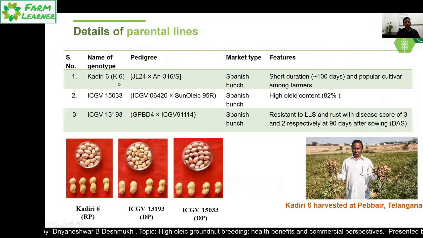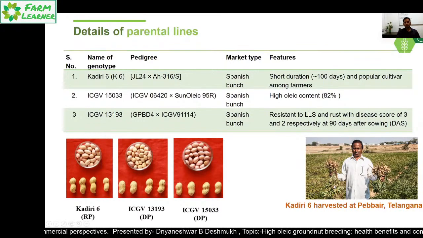What we did is we took Kadri 6 as the recipient parent, and then two varieties. One is 15033 as a high oleic variety, the first generation high oleic groundnut variety, which has 82% oleic acid content. And we took 13193 as the foliar disease breeding line, which is resistant to late leaf spot and rust. So these two lines we can see here. Kadri 6 has a very attractive kernel, but it is susceptible to late leaf spot and rust. And this one is resistant to late leaf spot and rust, while 15033 is a high oleic breeding line.